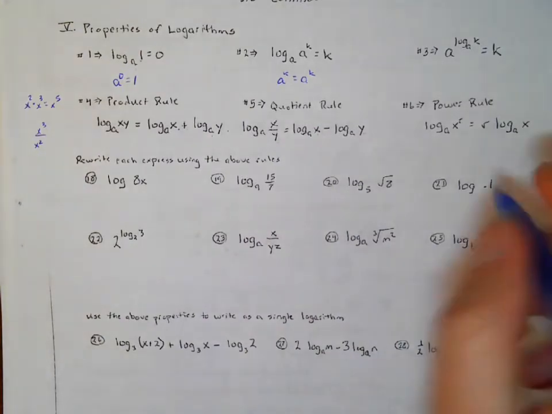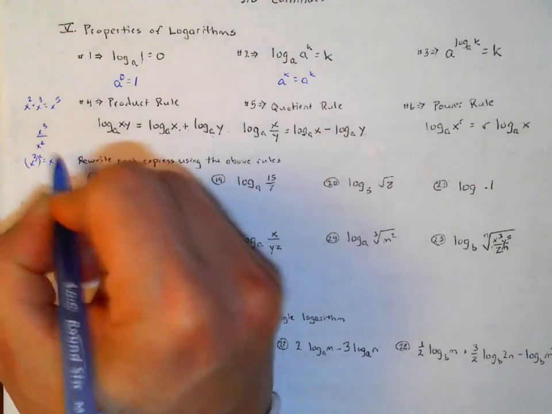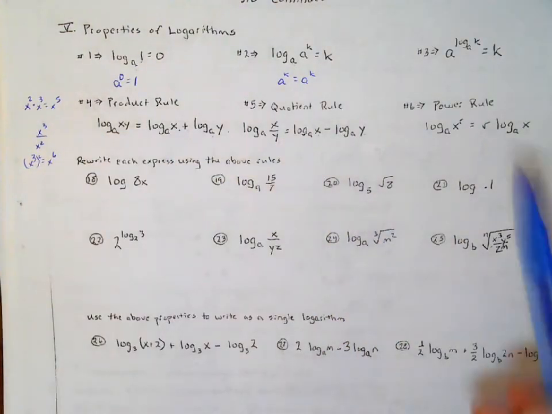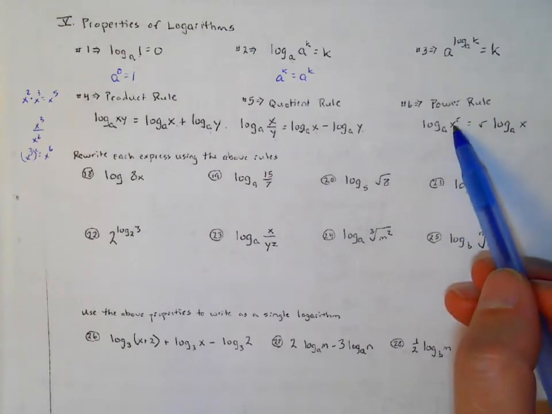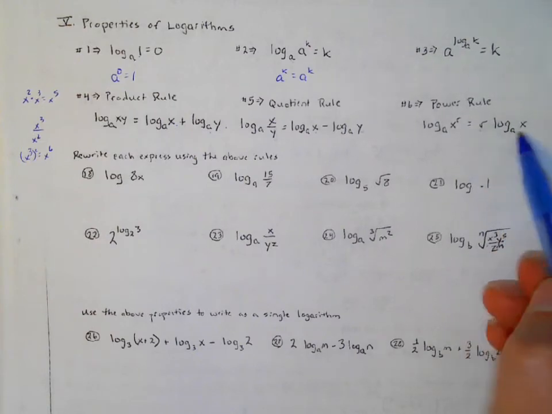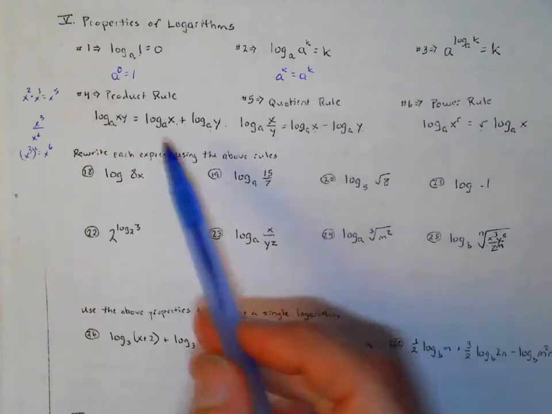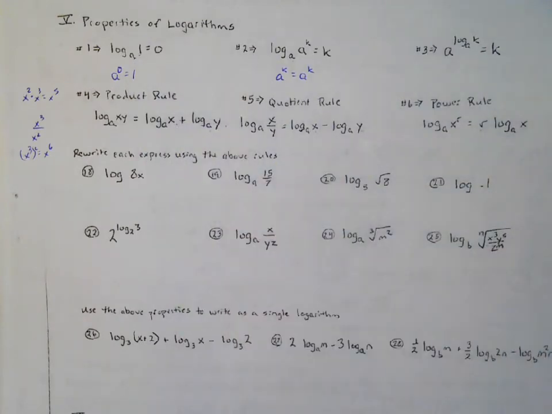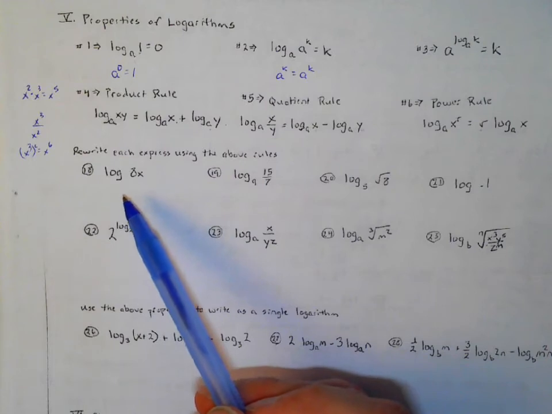Okay, and if you think about the power rule, if I have x to the third squared, I know with an exponent to an exponent, I have to multiply those. So you can think about that here. If it's x to the r, I can take r times that exponent, or that log. Those rules right there are pretty important. So let's use these to rewrite the following.